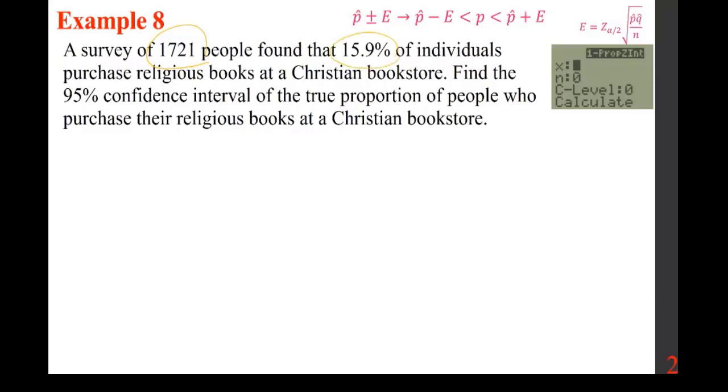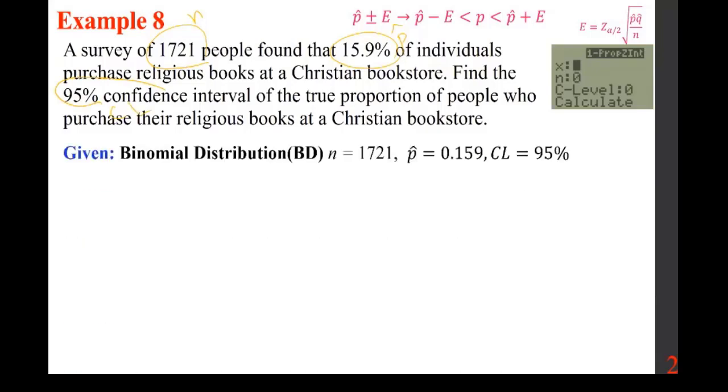15.9% is the next number I see. So this is n. What is that 15.9%? Well, you can find x if you multiply it by n. Yeah, but that is p hat. That's the percentage. And what is the confidence level? 95%. And so with that being the case, we have n of 1,721, p hat is 0.159, with the confidence level of 95%.